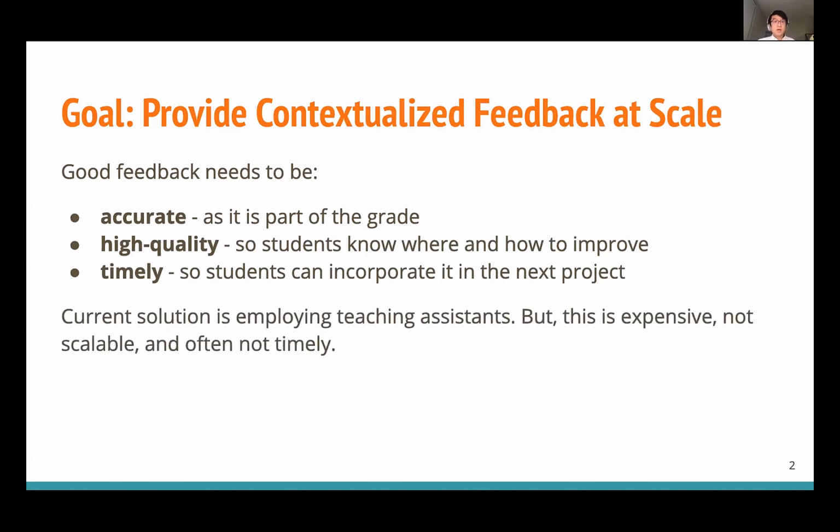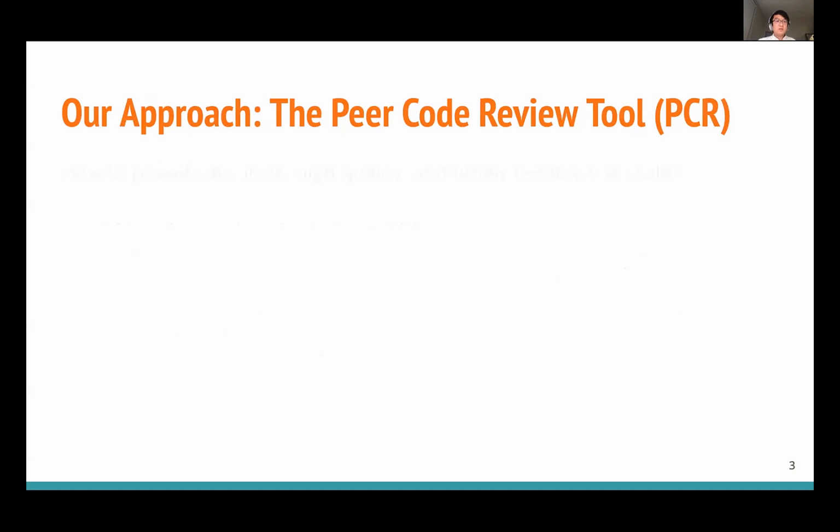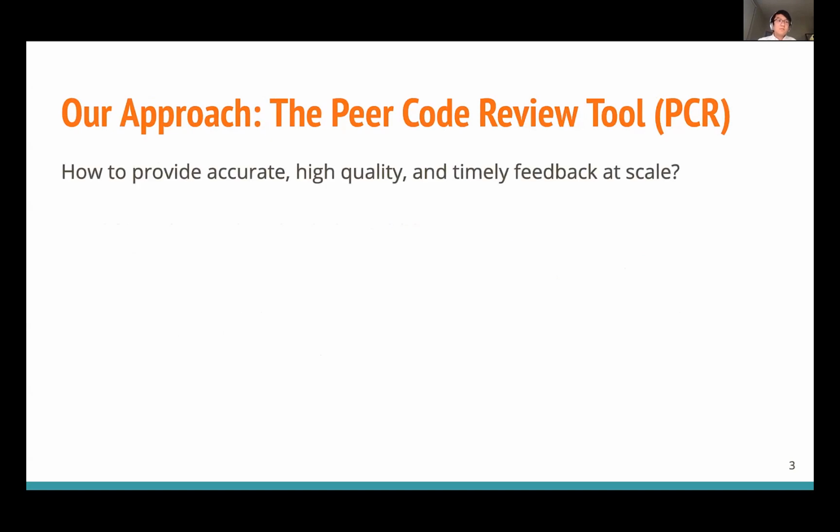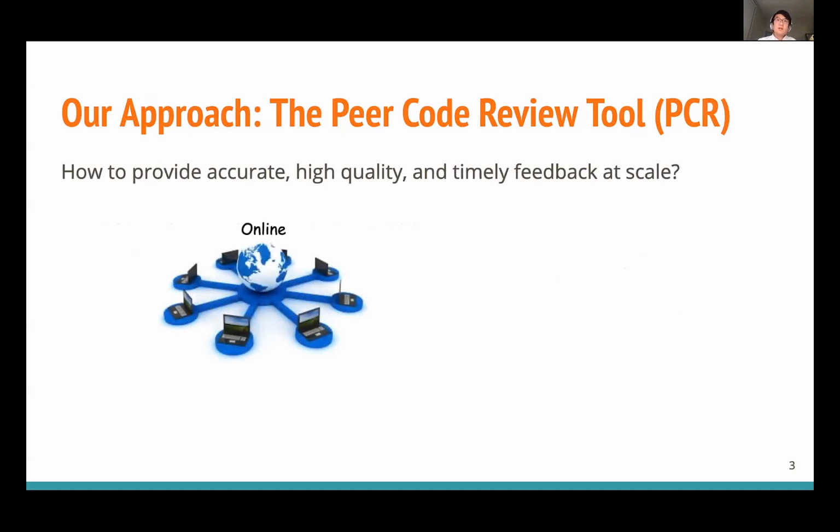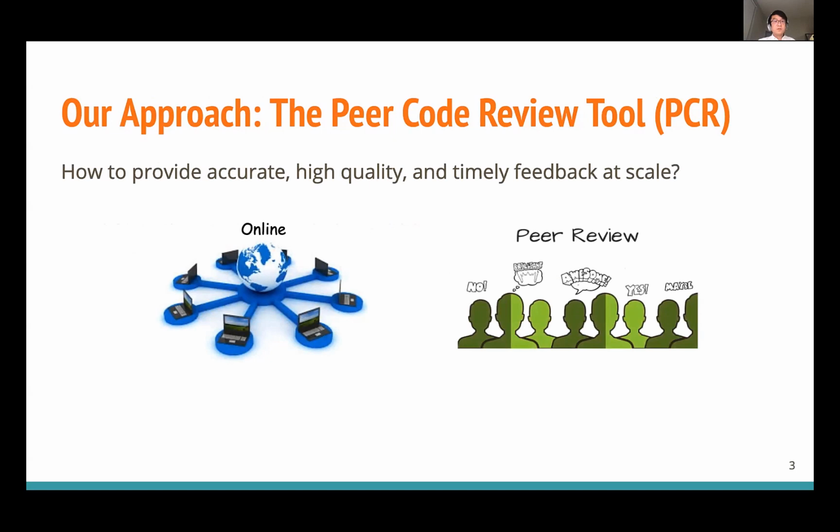Currently, the most common approach we see is employing many teaching assistants, but this is expensive, not scalable, and often not timely. So how can we solve this problem? Well, since our course is an online project-based course, we knew that whatever solution we implement has to be online as well. And since instructor reviews do not scale, we thought if we can somehow leverage the power of peers, then we can solve this issue.